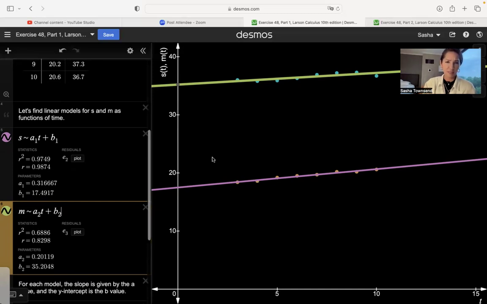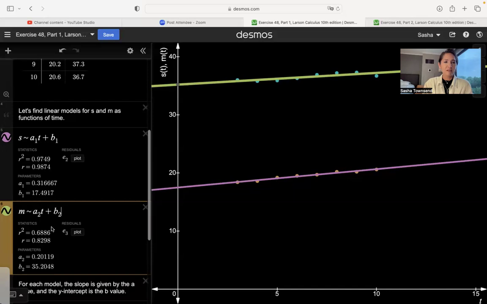Actually, I think I may have got that backwards. The slope for this one, for the purple line, is that 0.317. So that's 317,000 additional single women added to the workforce each year. And the slope for this one is 0.201, which means 201,000 additional married women are added to the workforce each year.